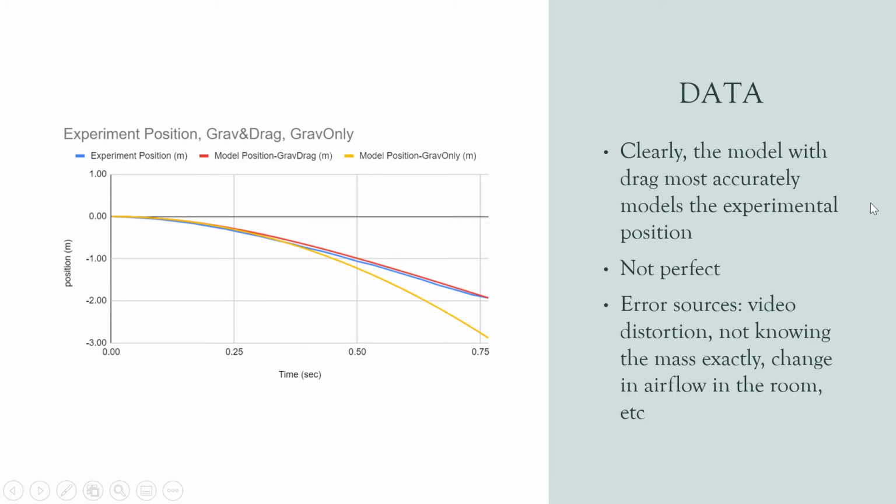Here's my coding. Oh, not yet. This is just my data, my first graph, and my only graph actually. So the blue line is the experiment position, and as you can see, if we have just gravity, it's fairly inaccurate, but if we have drag as well, it's almost a perfect model, but it's not perfect because there's always sources of error, and I attributed the error to be video distortion. I also didn't know the exact mass of my paper ball, and there could have been a change of airflow in the room that made the net force on the ball something different than what I anticipated.